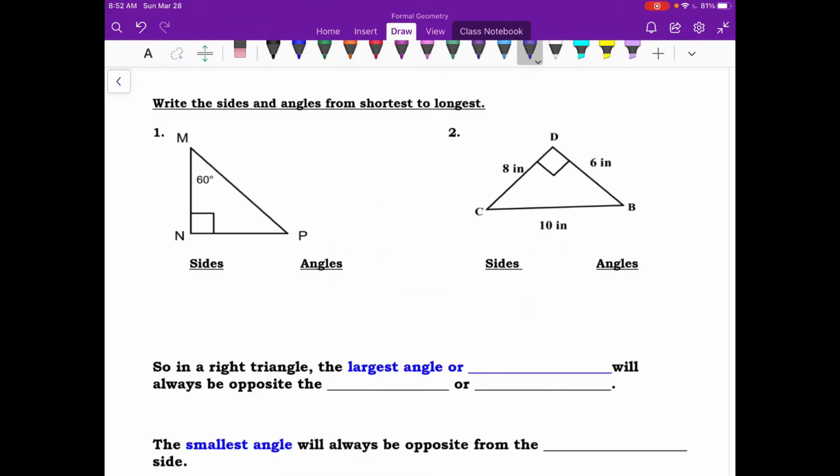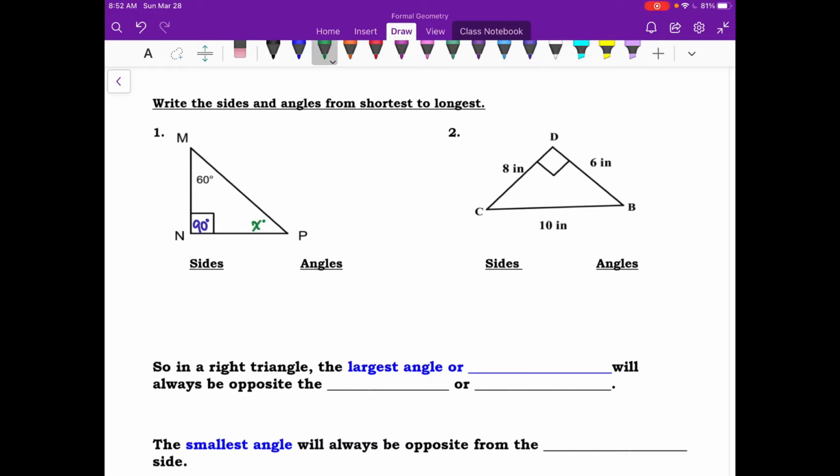Okay, for number 1 and 2, on these two examples, I need to write my sides and angles from shortest to longest. So let's start with number 1. Remember that the shortest side is going to be opposite the smallest angle, but on this one, I only have 2 angles, so I need to figure out the third one. I have a 60-degree angle, I have a 90-degree angle, and I need to know this one.